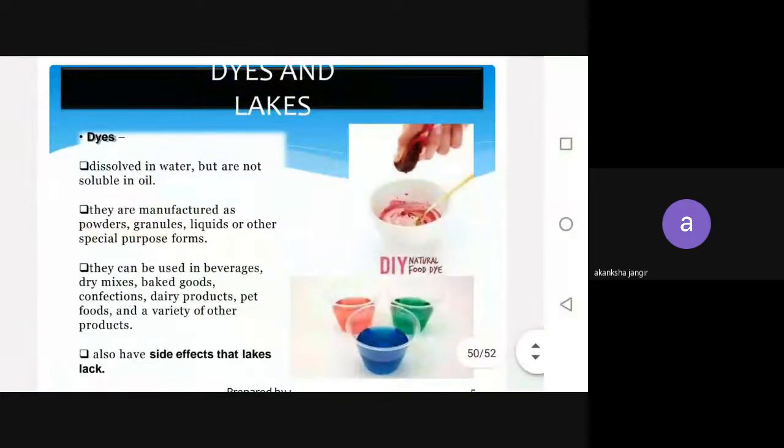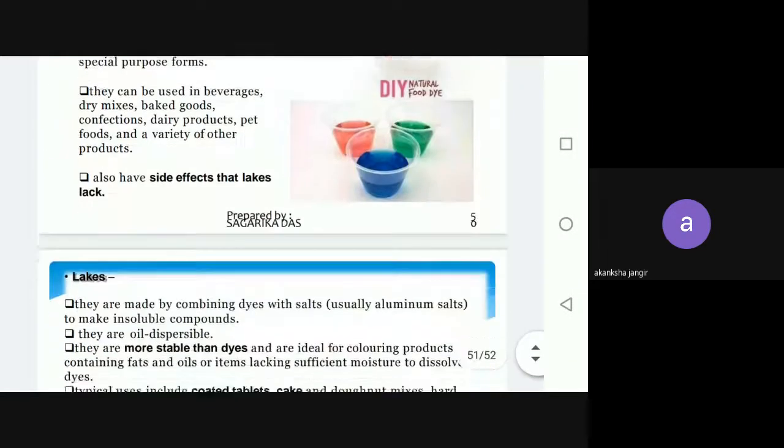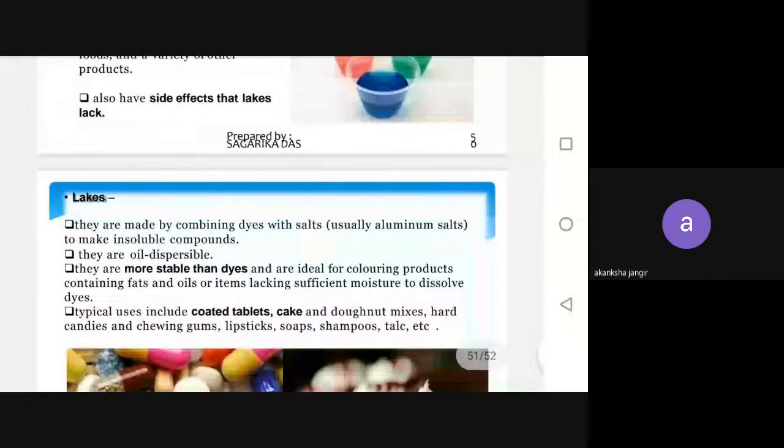Now this is another slide, and it requires your attention. What is the difference between dyes and lakes? Dyes are soluble in water but insoluble in oil. But lakes are soluble, or you can say dispersible, in oil, but sometimes partially soluble in water, not fully soluble in water.